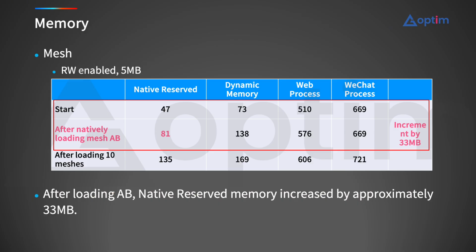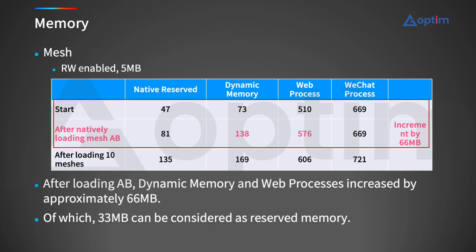Now let's discuss mesh handling. Mesh memory management is similar to texture memory management. When mesh resources are set to RW, they exist in both the CPU and GPU. After loading the mesh asset bundle, native memory increased by 33 megabytes, while dynamic memory and web process memory both increased by twice that amount, approximately 66 megabytes. This increase is due to reserved memory.